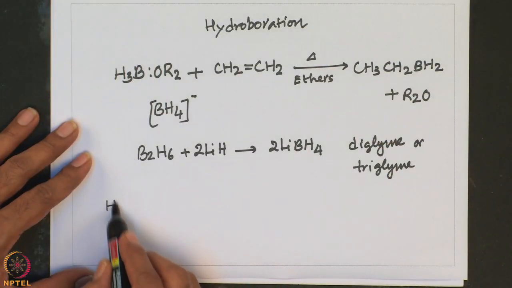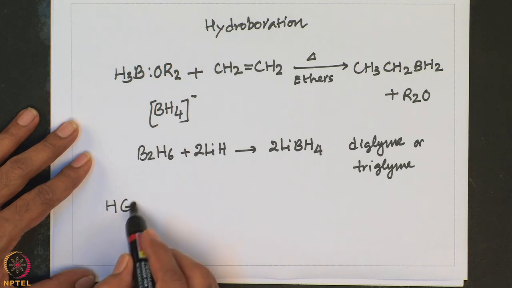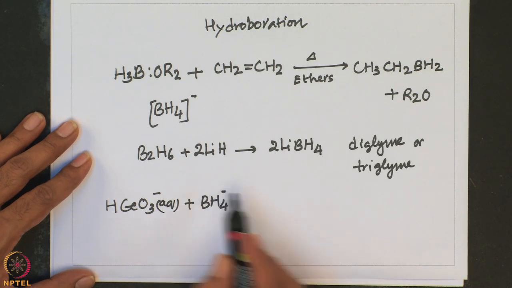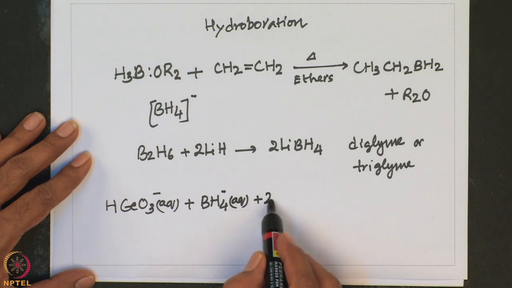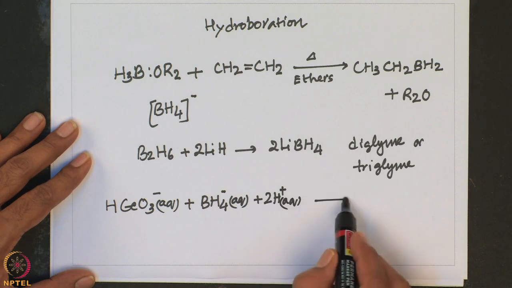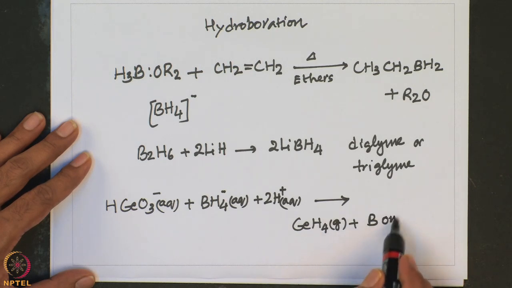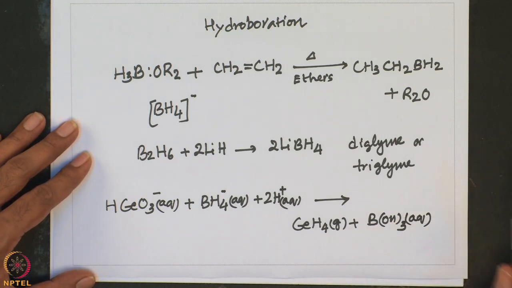For example, germane, that is GeH4, can be prepared by dissolving germanium oxide and potassium tetrahydroborate in aqueous potassium hydroxide and then acidifying the solution. For example, here I will show you that reaction, how one can conveniently carry it out in aqueous medium as well. So, this is how one can do it, but these reactions are very rare. Not often we come across this kind of situation where boron hydride can be used in aqueous medium.